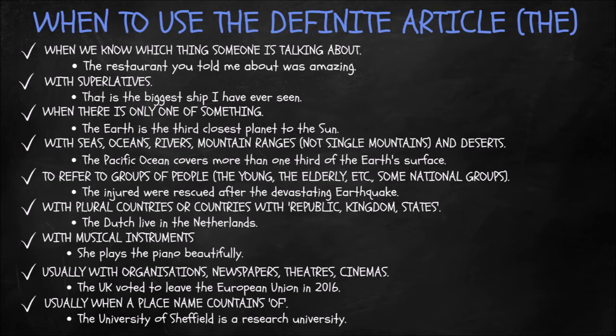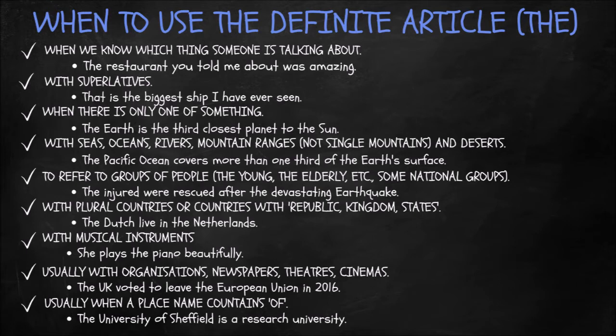Okay. With superlatives, so this is things like biggest, smallest, highest, the most beautiful, the most interesting. All of those superlatives, we always use the. That is the biggest ship I have ever seen. The next one is when there is only one of something. The Earth is the third closest planet to the Sun.